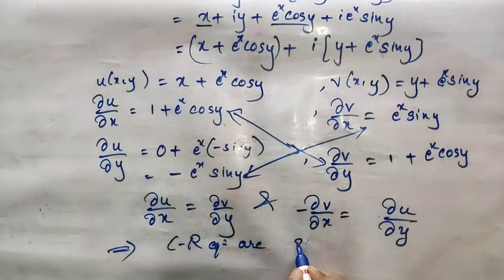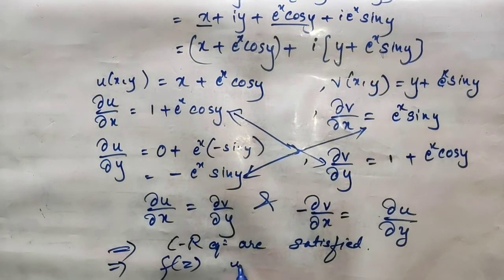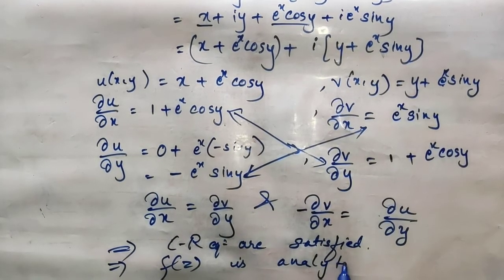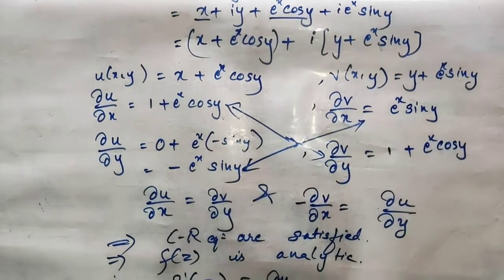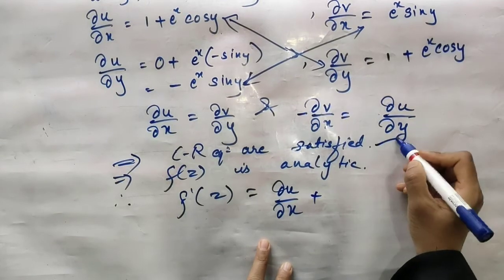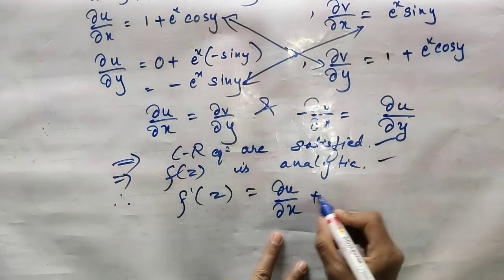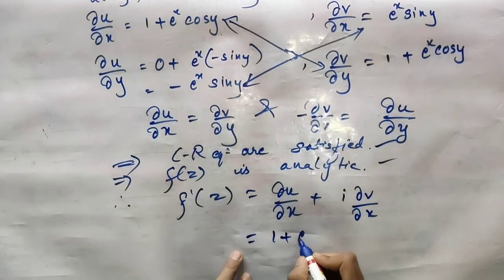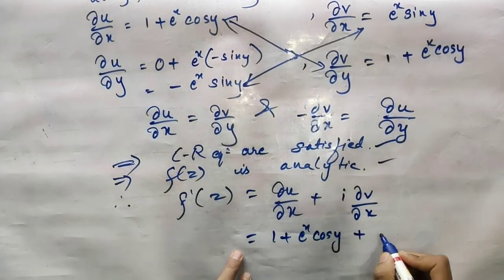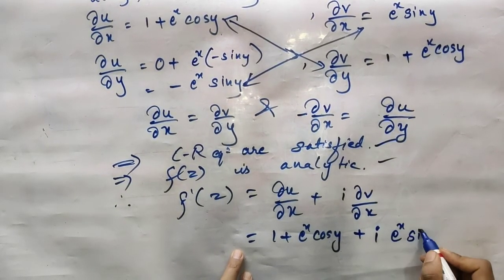CR equations are satisfied. This implies your f of z is analytic. Therefore, what should be f dash of z then? The derivative, as per my previous problem also I have told you, is simply dou u by dou x plus i into dou v by dou x. You have written CR equations are satisfied, f of z is analytic, and hence your derivative f dash of z is dou u by dou x plus i into dou v by dou x. So what is dou u by dou x? It is 1 plus e to the power x cos y, plus i into dou v by dou x, which is e to the power x sin y.